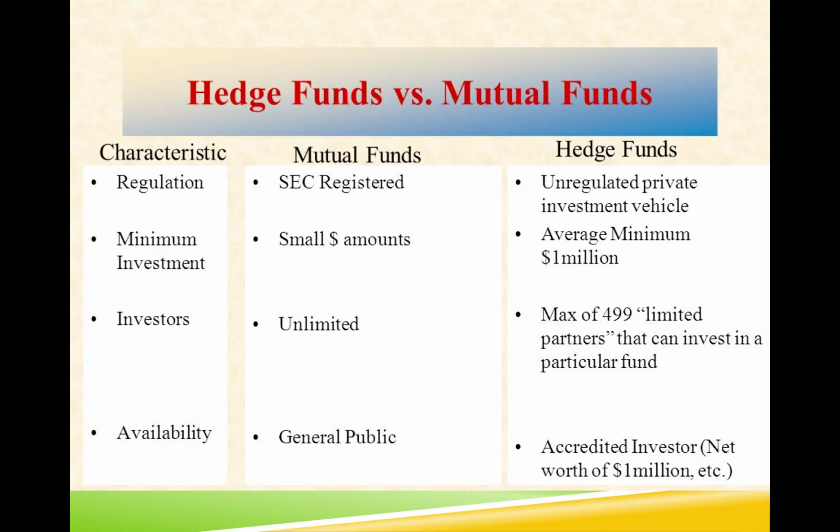So let's compare hedge funds versus mutual funds. Mutual funds are registered with the SEC. Hedge funds are not. They are private investment vehicles. Investors in mutual funds can put in very small dollar amounts, typically even as low as $1,000 to invest in a mutual fund, or an exchange traded fund even less than that. Hedge funds, typically the minimum investment is $1 million or up, so these are basically accredited investors that invest in them. Mutual funds have an unlimited number of investors. You can have thousands or millions of investors in a mutual fund. Hedge funds, there's a maximum of 499 limited partners.